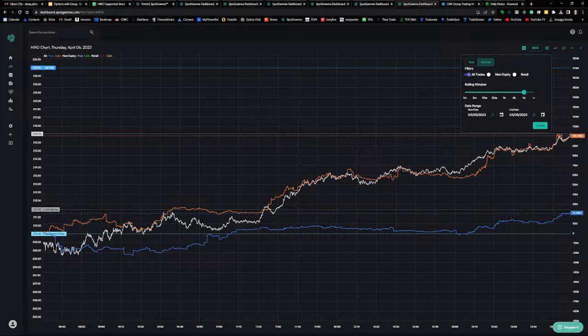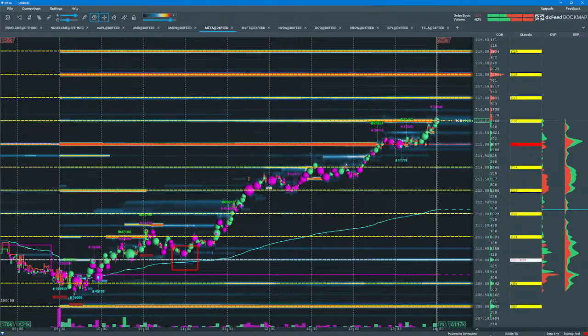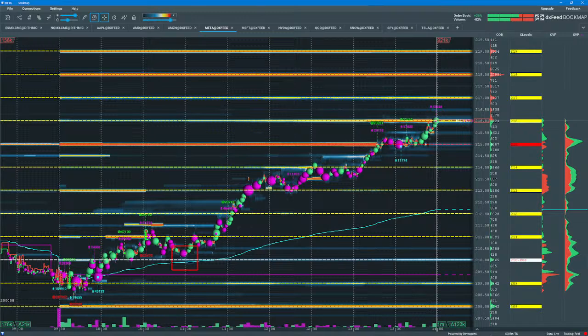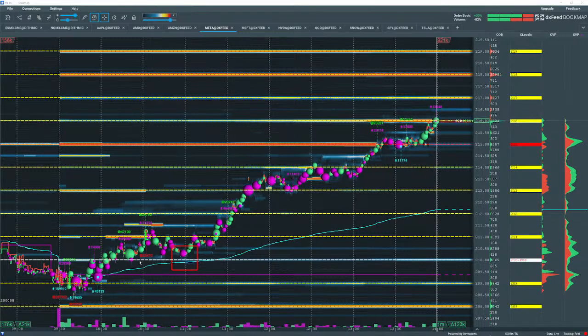Let's go take a look at Bookmap again. So there's Meta. Few pullbacks. There's the move above VWAP. And note price is now above the 210 key gamma strike. And for Meta, the only shift in levels was the put wall, which shifted down.